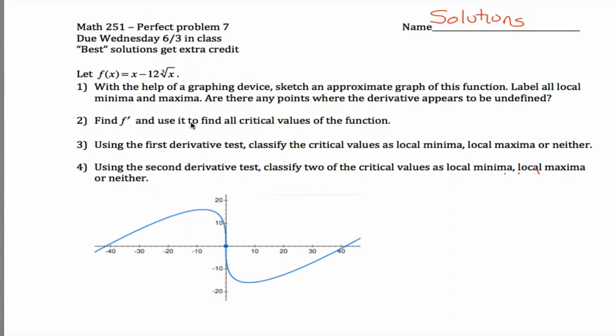Functions for perfect problem 7 from Math 251. You're given this function, and then in part 1 asked to sketch this thing. Well, I just used Google. This is what came out. Copy, paste, here it is.